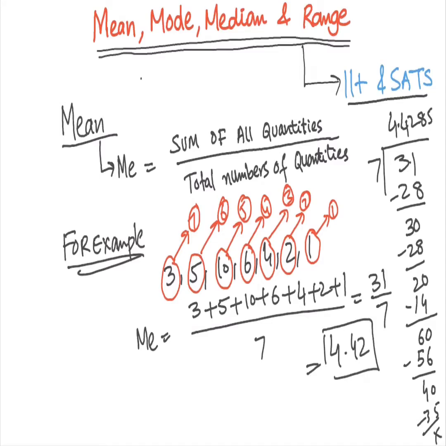So the overall summary is the sum of all quantities divided by the total number of quantities. If you know all the quantities, you have to add all those quantities together and divide by how many numbers you have in the set, and you can easily find the mean value.